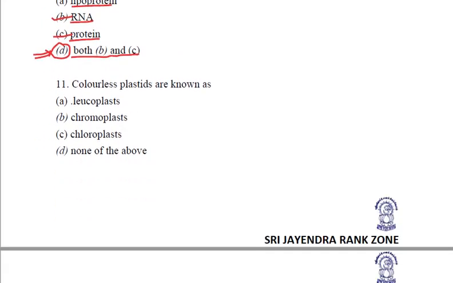In the 11th question, he is asking colorless plastids are known as. Are they leucoplast, or the chromoplast, or the chloroplast, or none of the above? Now, chromoplasts are the colored plastids, right? The chloroplast, these are the green colored pigment containing plastids. And the colorless plastids are the leucoplasts. So leucoplasts are our colorless plastids.